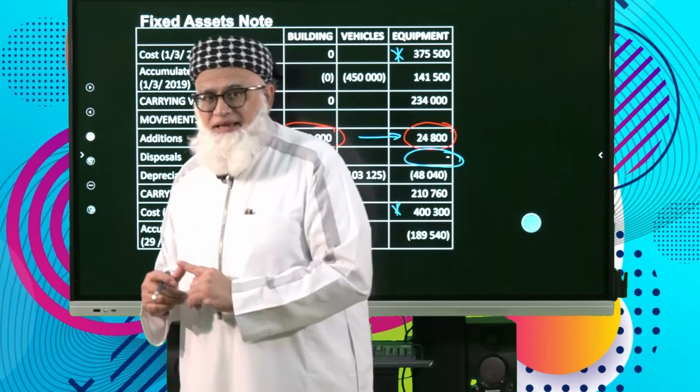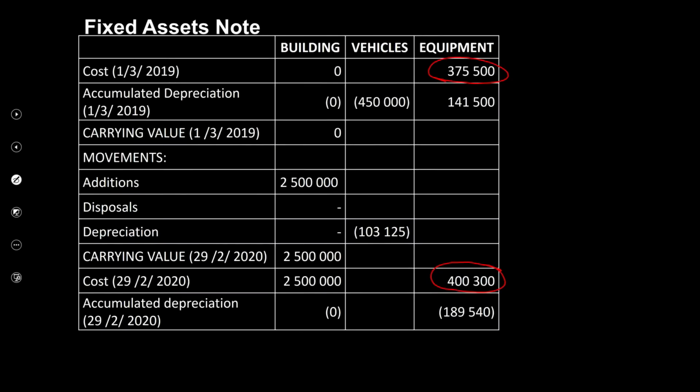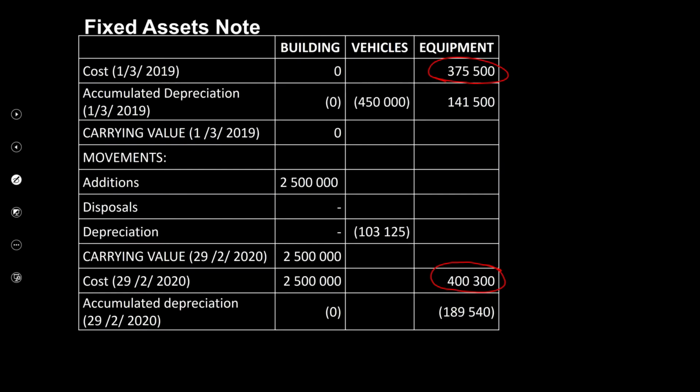Right, next step. What are we expected to now do? We are expected to calculate the depreciation on the equipment. What do we know about this? We're told here that depreciation on equipment is calculated at 20% per annum on the carrying value. Okay, so immediately I say fine. Let me go in and do my depreciation calculation.